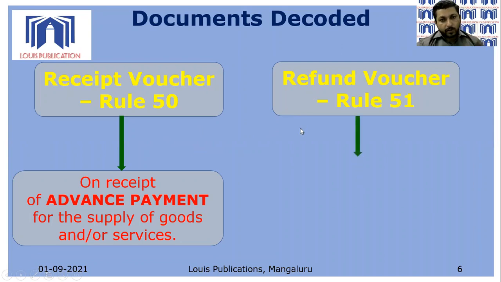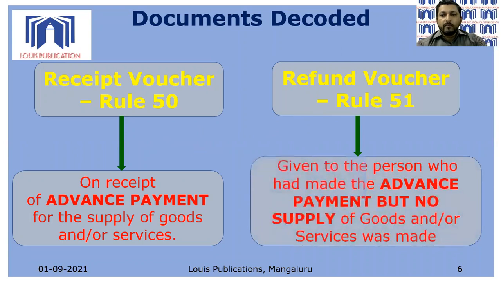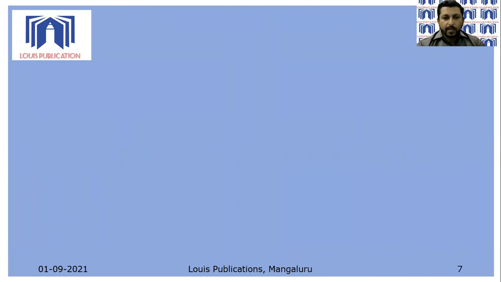Next, as the name suggests, Rule 51 covers the refund voucher. The advance amount has been received, but the supplier has not been able to either supply goods or provide services. So in that case, the amount will be refunded. The advance payment will be returned to the person who had made it, but no supply of goods or services was possible. In that case, the supplier will issue a refund voucher to the recipient. That is returning the money back, we can say.